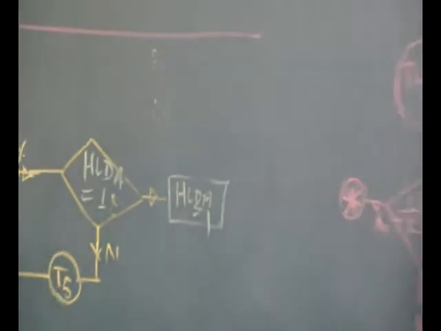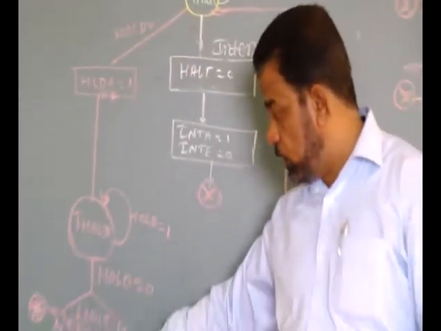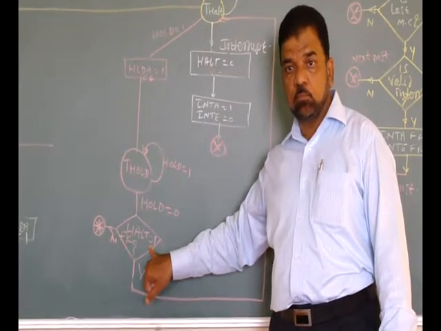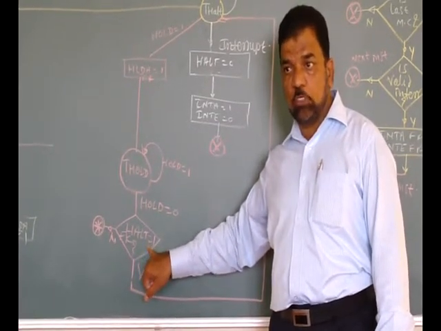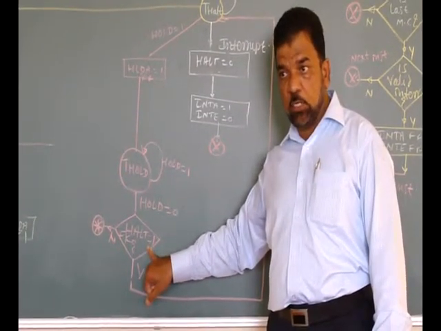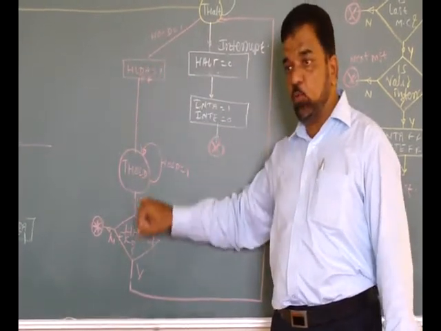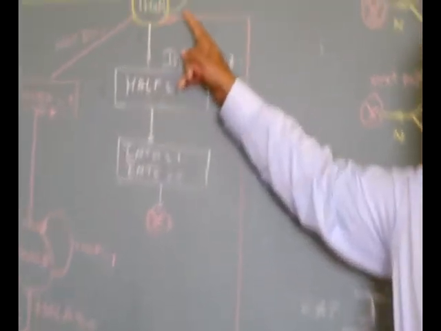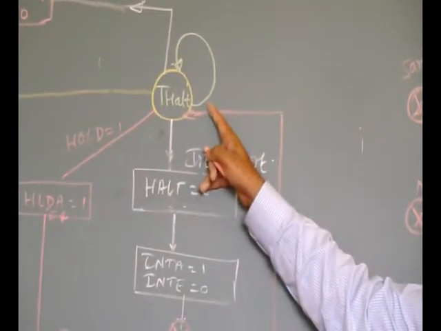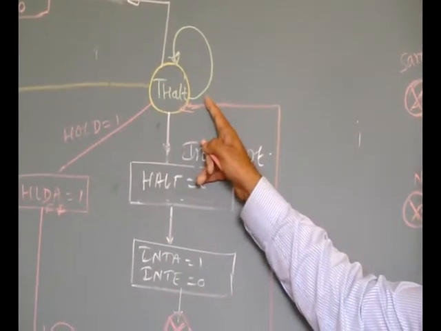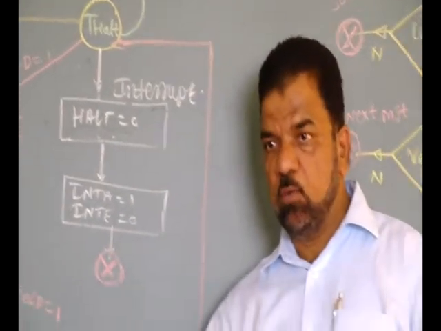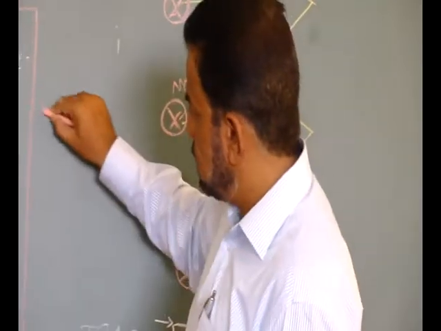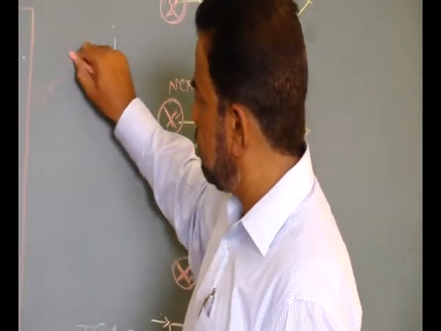Get the point now. If hold flip-flop is equal to 1, what does it mean that hold flip-flop is equal to 1? Hold was done, which state is it? Hold. So the processor again goes back to the hold state. I don't understand what the answer to this is. Before this, before hold, if hold is equal to 1, what does that mean? This is the temporary wait.